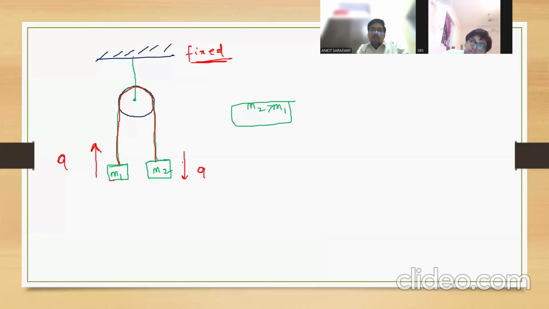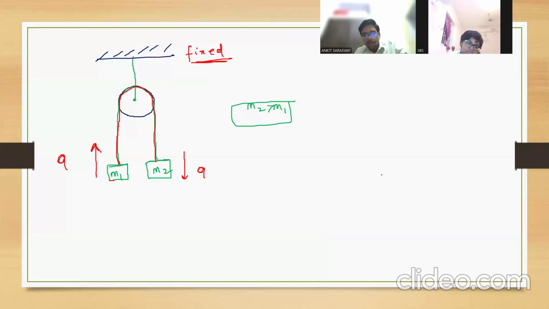But this is valid only when these two blocks are connected by the same string, the pulley is fixed, and the magnitude is equal. The body should move along a string. Clear? Understood? That is very, very important. The body should move along a string.